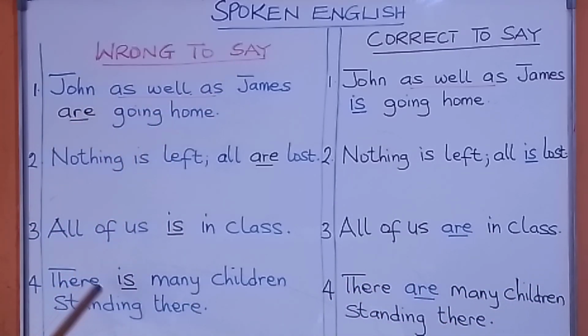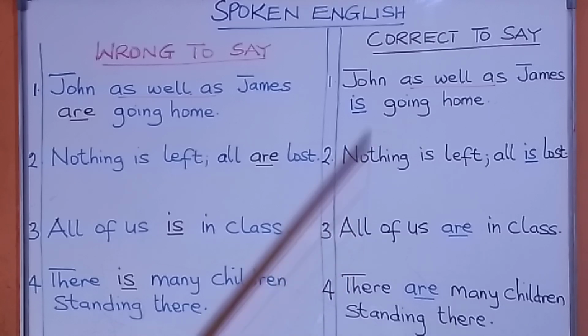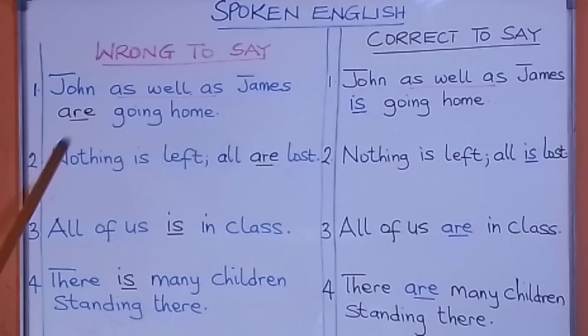It's wrong to say "there is many children standing there." Children, plural noun. "Is" is not correct. The correct way to say that is "there are many children standing there." But you can say "there is a child", that is in singular form. Let me read that again.